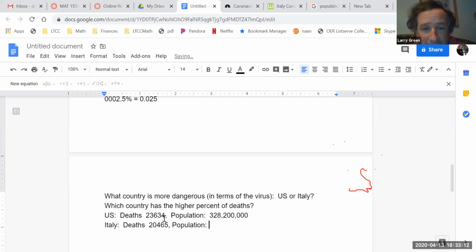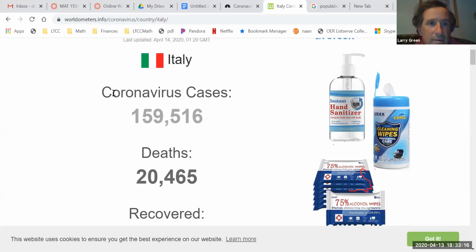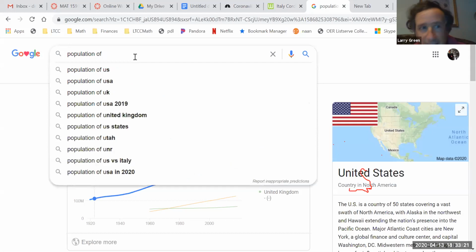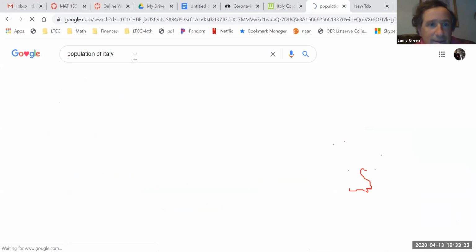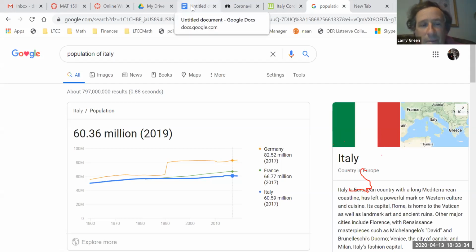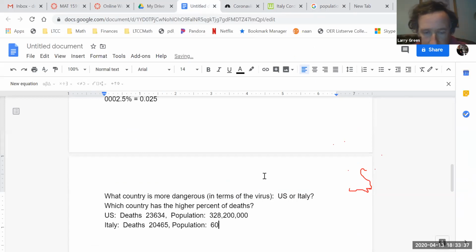And the population of Italy, let's see what that is. So that was the population of US, now let's pop in Italy. Okay, and the population of Italy, 60.36 million. Any questions on that so far?